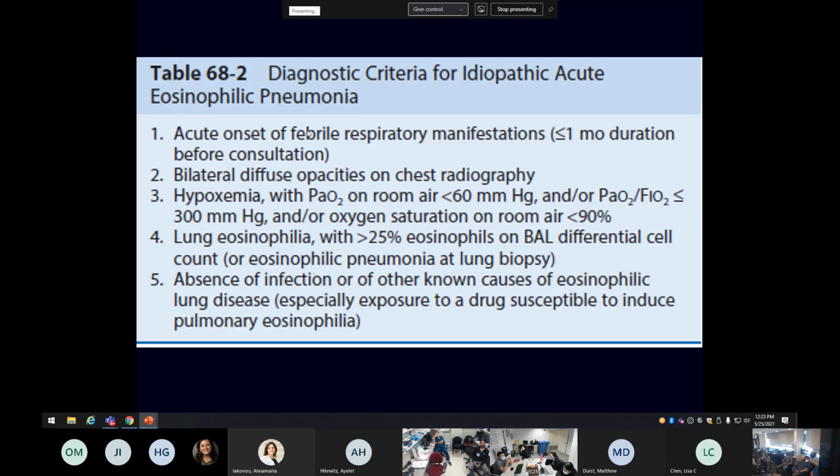These are the diagnostic criteria, like we said: acute onset, less than 1 month is written here, but it's usually less than 1 week. Diffuse bilateral opacities, hypoxemia with a PF ratio less than 300 or SAT less than 90%. And pulmonary eosinophilia with absence of infection or other known cause of eosinophilic lung disease. So for example, you want to rule out drug-induced eosinophilic pneumonia.